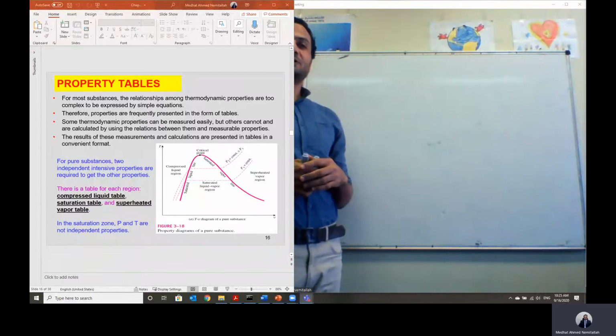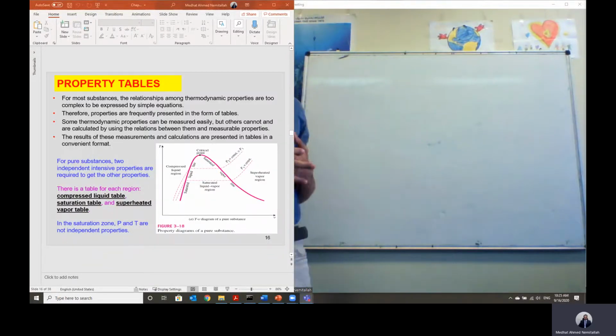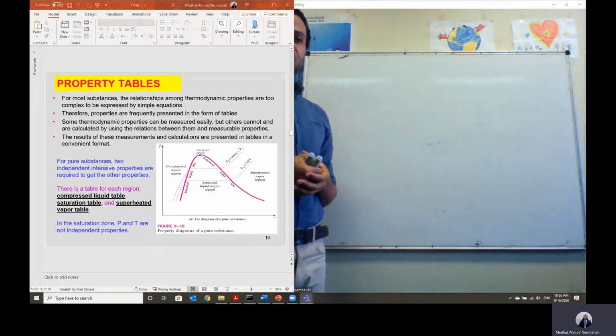Inshallah today we'll be talking about the property tables, how to calculate the properties. In this course, thermodynamics, or in thermodynamics in general, we have two main applications. We have the heat engine and the refrigeration system.